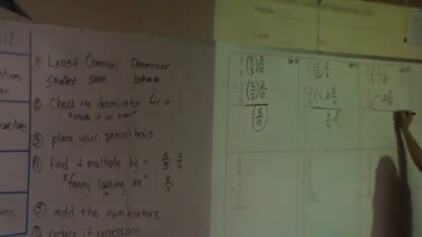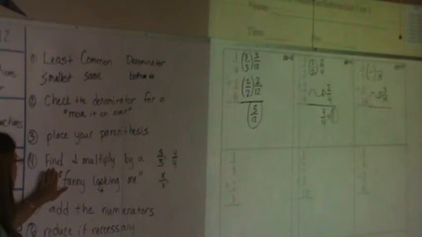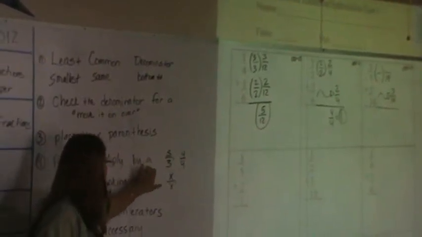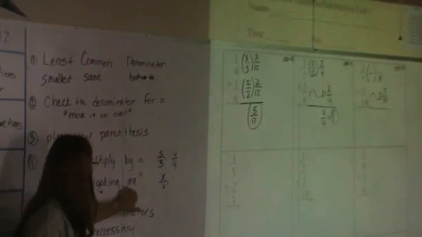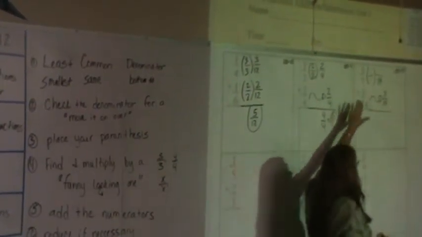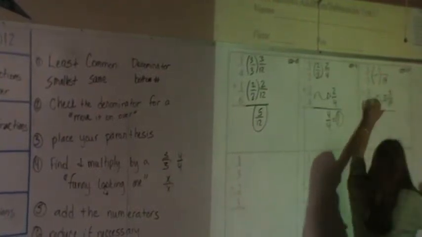Draw our sum bar. And let's check for the next step. Find and multiply by a funny-looking one. So let's go find our funny-looking one. Taylor, 7 times what is 14? 7 times 2 is 14.